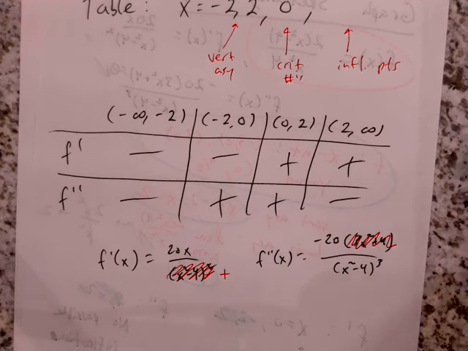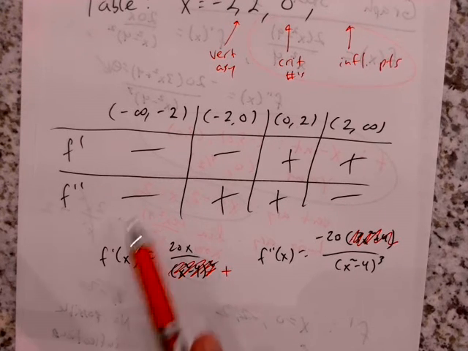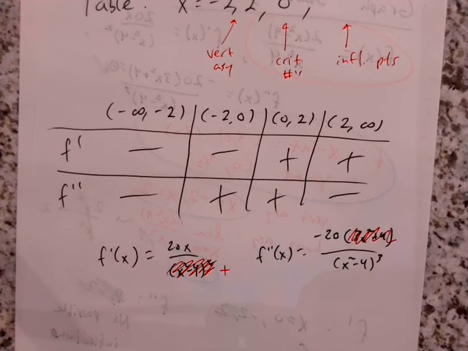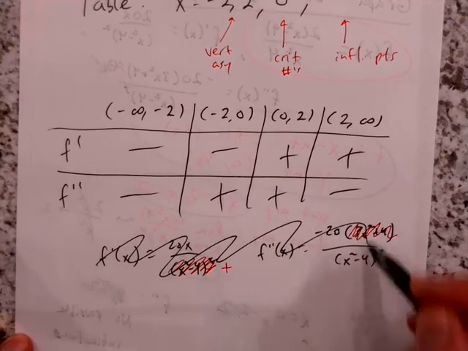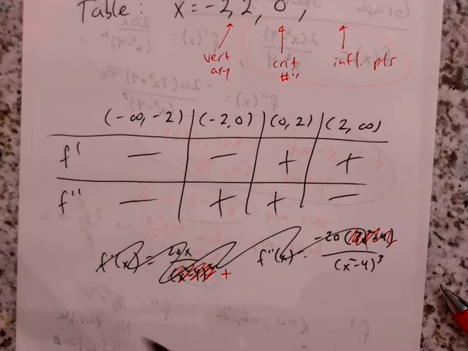Now, this is actually a nice little guide here. And also, if you go to the lecture notes on Stellar and look at it, I have a little handy guide. This is every possible combination of plus and minus for f prime and f double prime. And this will give us the 4 main shapes of a graph. If a graph is negative f prime, negative f double prime, it means it's decreasing and concave down. That looks like this.